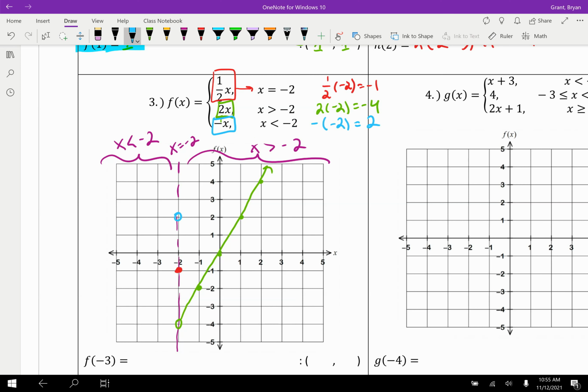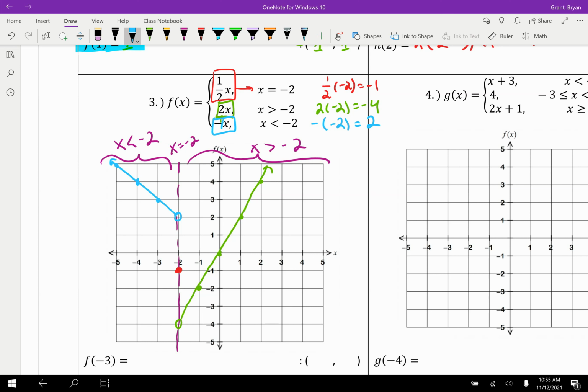Then we only want to use the part of the graph that has x is less than negative 2. Less than is to the left. And a negative slope means we're going down. So following that negative 1 that's hiding here, going backwards, shows us that we just have this part of the line.